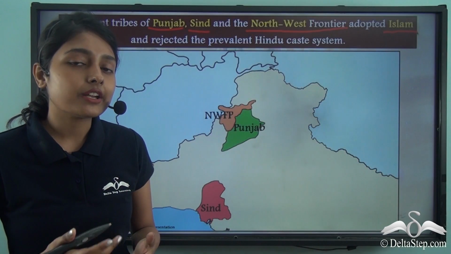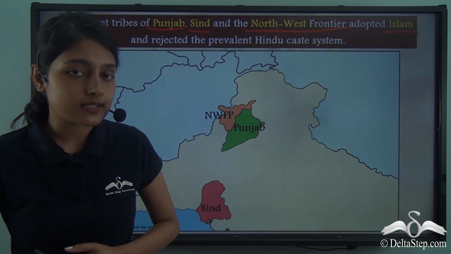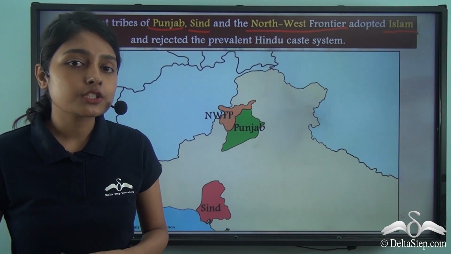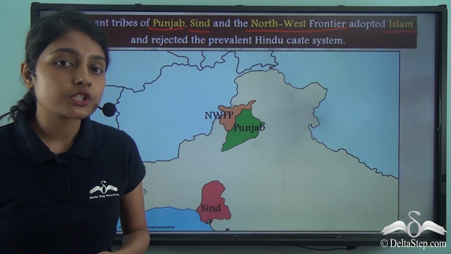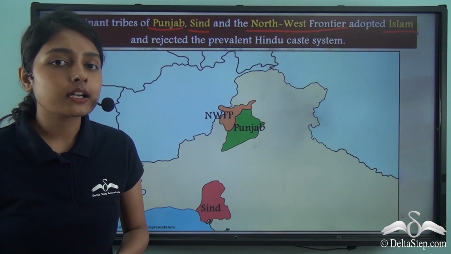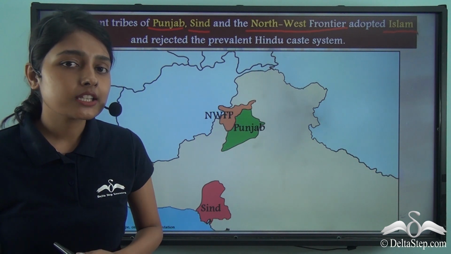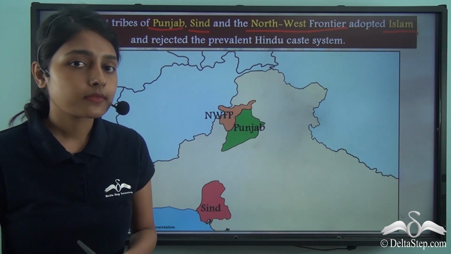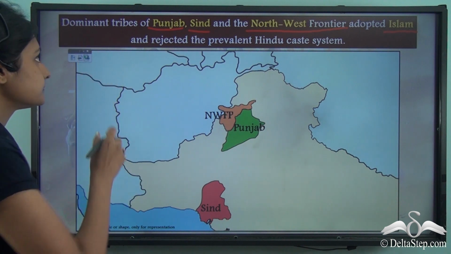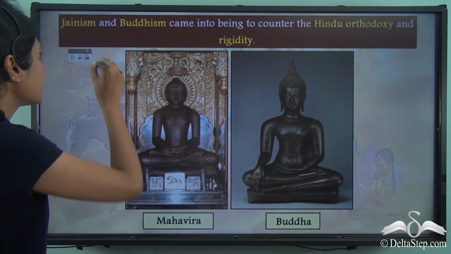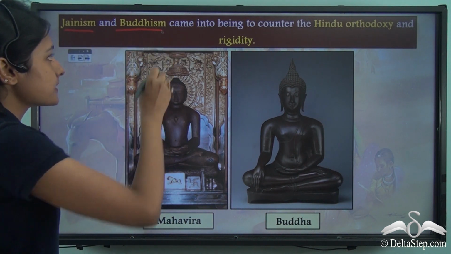Now this is a very important and new point to us. In this regard, let us now talk about two religions that came into being as a direct expression of protest and rebellion against Hindu dominance and orthodoxy. Can you name the religions that we are referring to? The religions that we are referring to are Jainism and Buddhism.